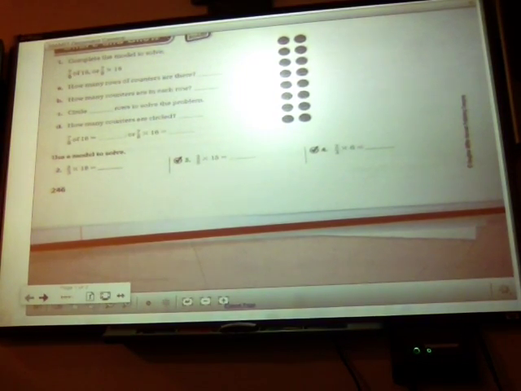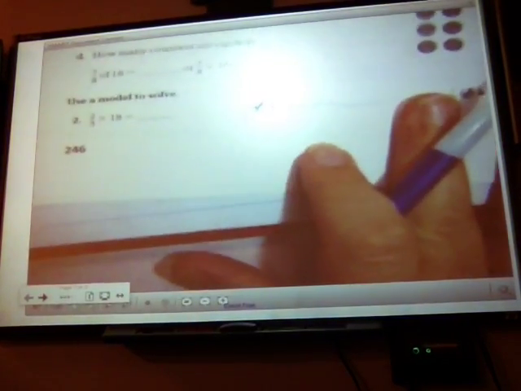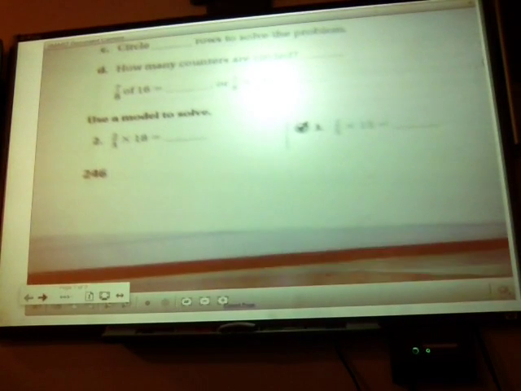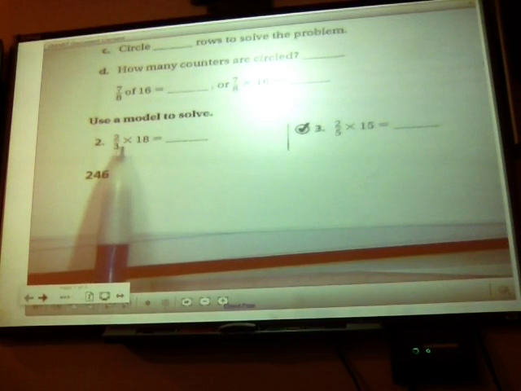All right, here we go. 2/3 times 18. We can all say, what's in other words the same? Instead of 2/3 times 18, what else do we say this problem is? 2/3 of 18. Excellent job.